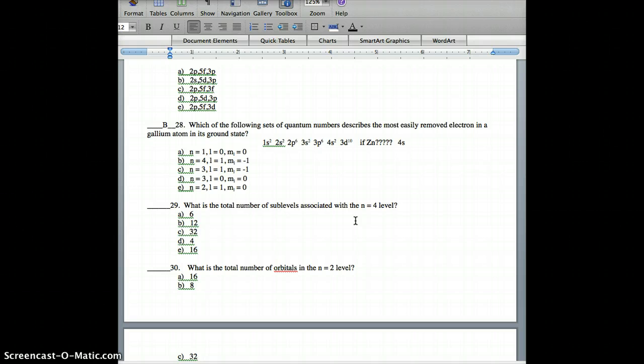All right, number 29, n equals 4. So if n equals 4, what's L going to equal? L could equal 0, 1, 2, 3. So there'd be 4 different sublevels associated with that. The answer is, of course, then D.